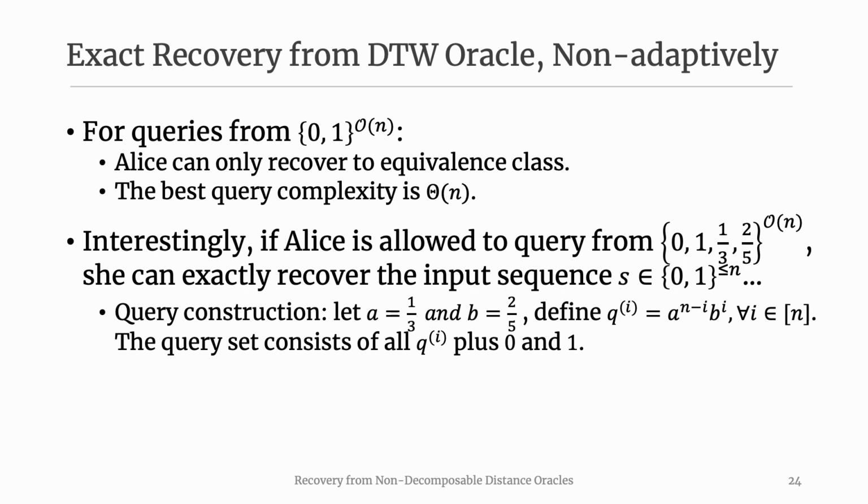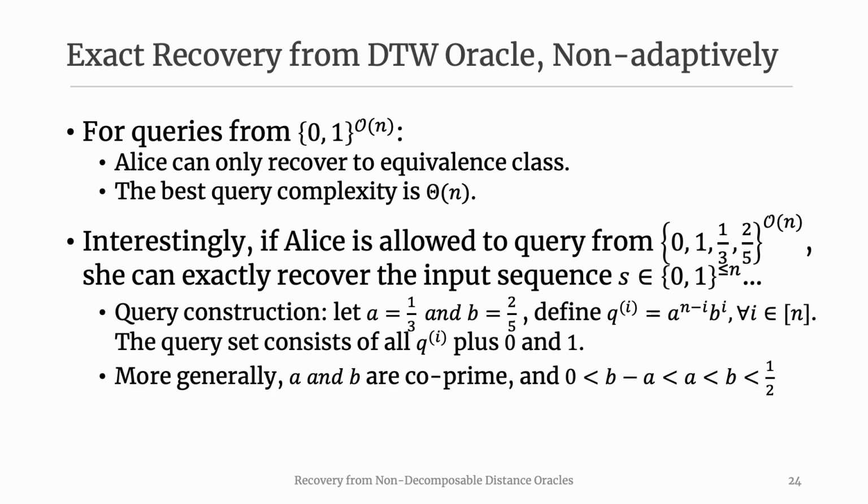Let A denote the character 1/3 and B denote the character 2/5. We define the ith query Qi as the first n-i characters filled with A and the following i characters filled with B. This consists of n queries, and the entire query set contains the single 0 query and a single 1 query as well. You may wonder why we have to use 1/3 and 2/5. In fact, a more general result is possible as long as A and B are co-prime numbers and this inequality holds.